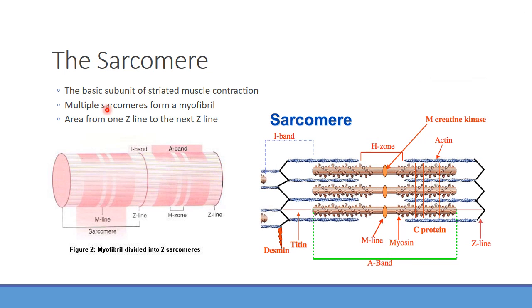Okay, so looking at the sarcomere, we're going to find this is the basic subunit of striated muscle contraction. We're going to notice there are multiple sarcomeres running along the length of a myofibril, and again, it's going to be from one Z disc to the next.